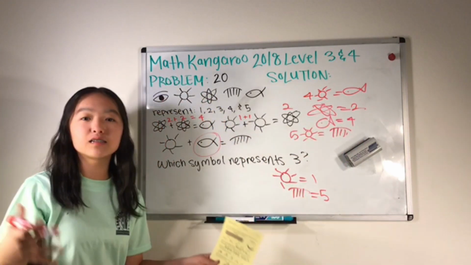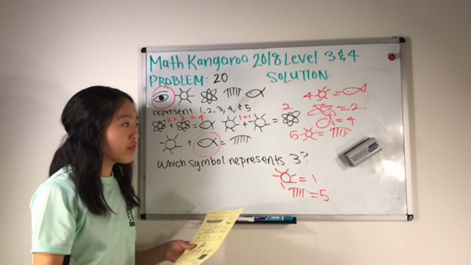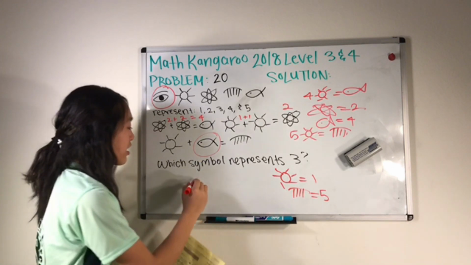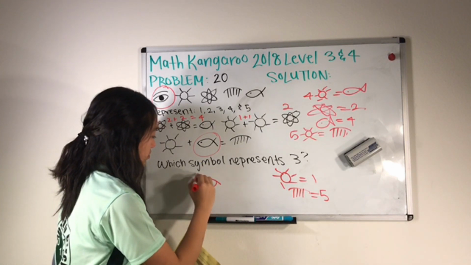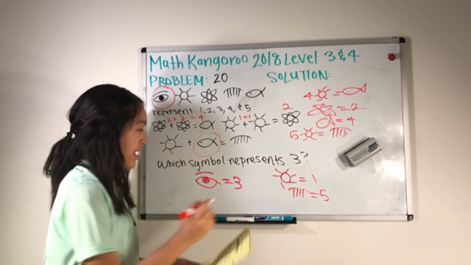And the one value that hasn't been designated on this board yet is the eye. And the only value left is 3. Therefore, the eye equals 3. And that gives us our answer of letter A.